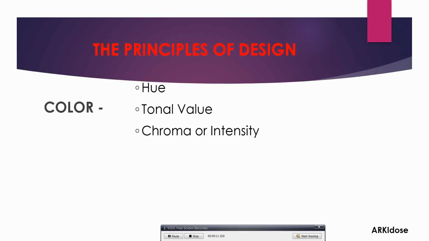Another principle of design is color: hue, tonal value, and chroma or intensity. Hue naman is the color itself. Okay? Ito yung color has three dimensions. Hue, tonal value. Hue is the color itself. Tonal value is the lightness and the darkness. And the chroma or intensity, ito yung brightness or dullness. Okay?